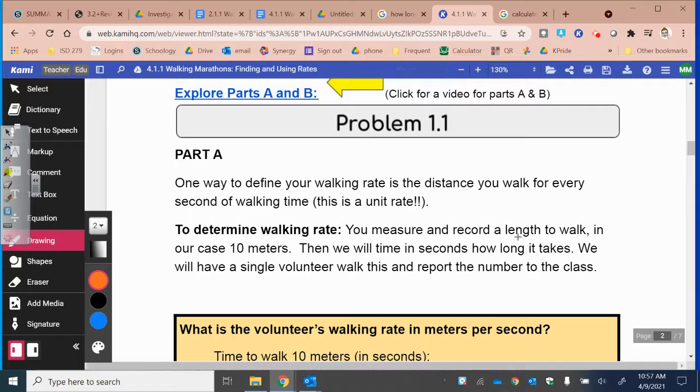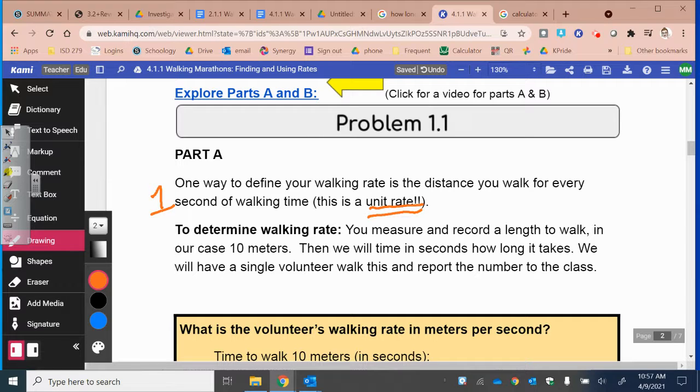One way to define your walking rate is the distance you walk for every second of walking time. This is also a unit rate, just to keep that idea in mind, because we're talking about the distance for every 1 second. That's a sort of hidden one or silent one in math.